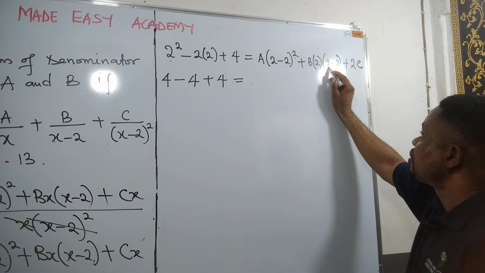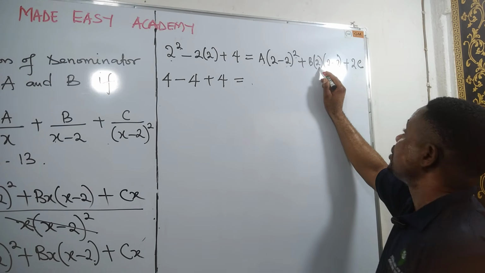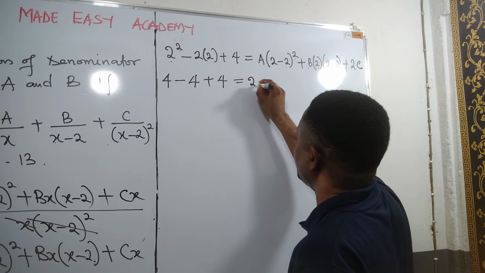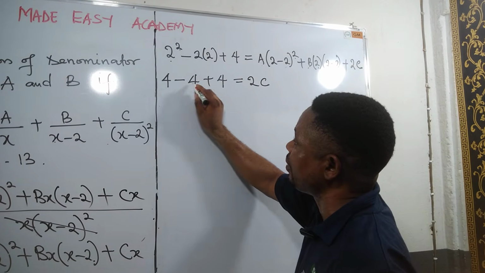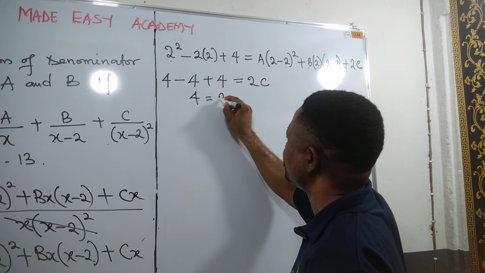Let's move again here. 2 minus 2 is what? 0. And 0 times 2 is 0. And 0 times b is also 0. It has disappeared. So what remains now is 2c. Oh my goodness. 4 minus 4 is 0. What remains is 4, which is equal to 2c.